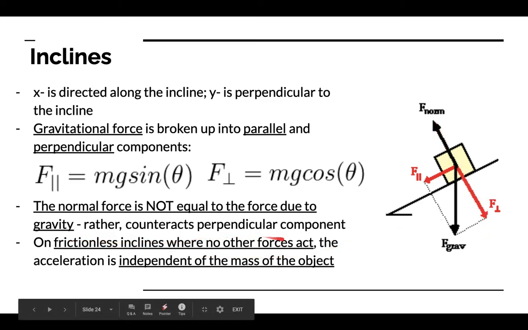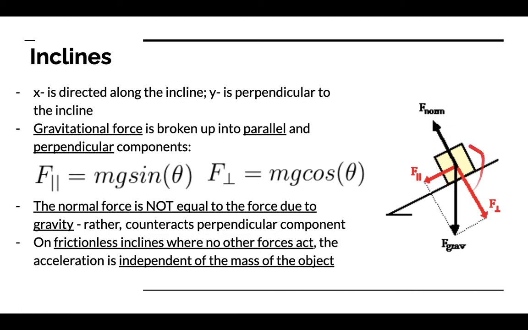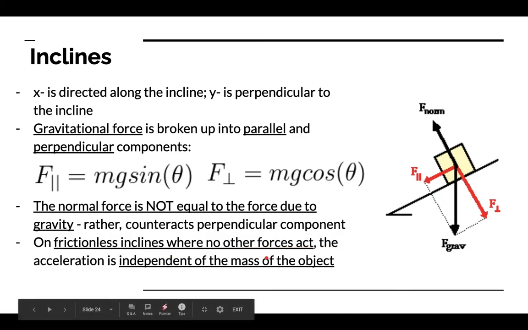On frictionless inclines where no other forces act, the acceleration is independent of the mass of the object. So if we have no friction acting right here, two objects of unequal masses placed on an incline will accelerate at the same rate. Again, that goes back to the idea that in the absence of external forces, the acceleration due to gravity is the same for all objects regardless of their mass.